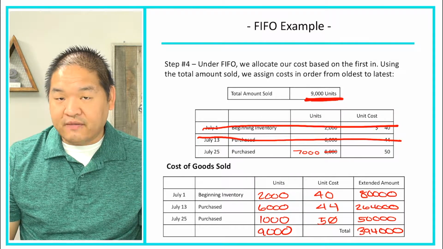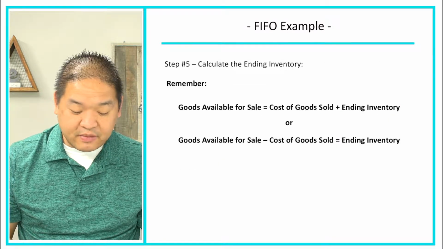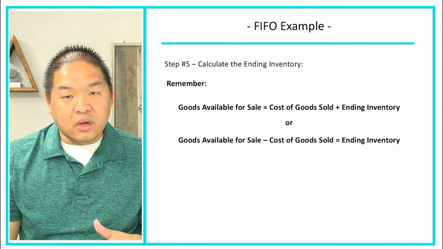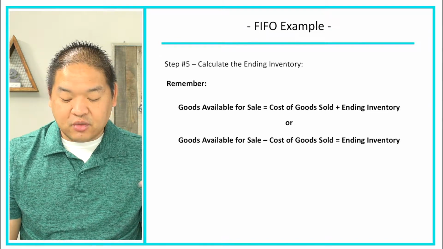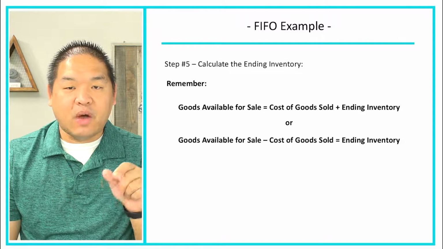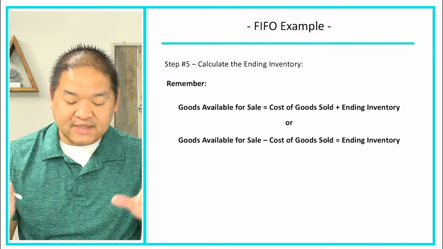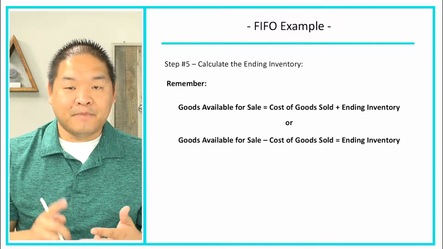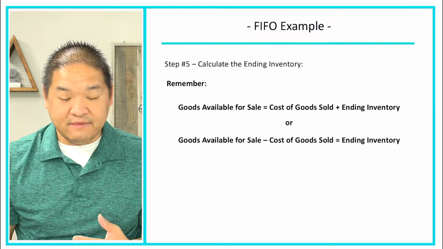There's also another way of calculating it. Let's take a look at step number 5 here. Remember that goods available for sale equals cost of goods sold plus ending inventory. I can then swap out the sides to get ending inventory, and then I get an equation: goods available for sale minus cost of goods sold equals ending inventory.